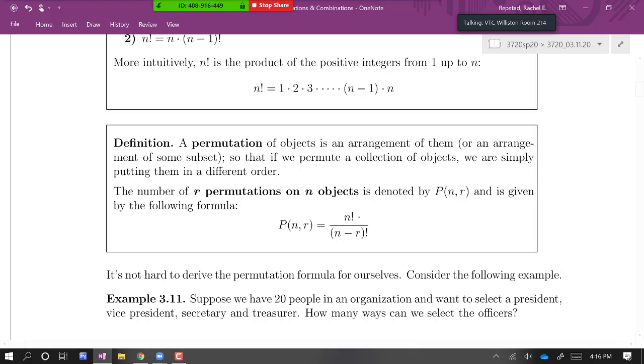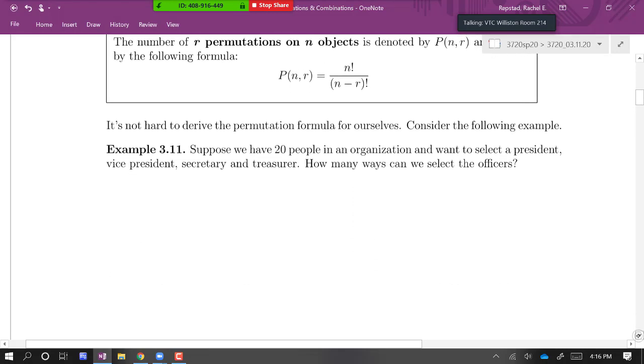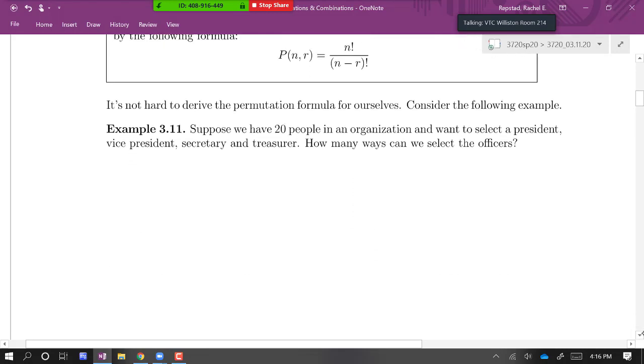Now, when I compute permutations, a lot of the time I don't always use that formula. This is really a straightforward application of the multiplication counting principle, but we're selecting without replacement. With permutations and combinations, as we'll see, we're always selecting without replacement. Let's do this example using the technique we already know, and then we'll see why we get the same result using that permutation formula. So if we've got 20 people in an organization, we want to select a president, a vice president, a secretary, and a treasurer. So we're picking 4 people to put in those offices.